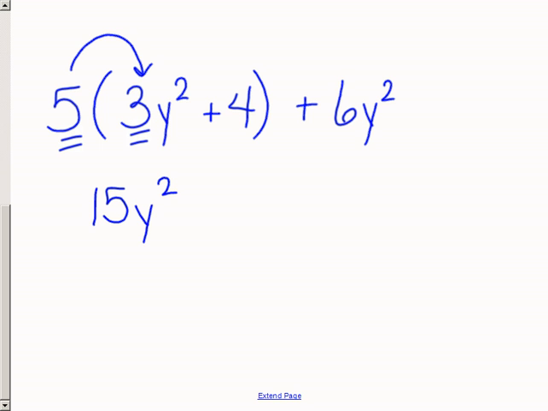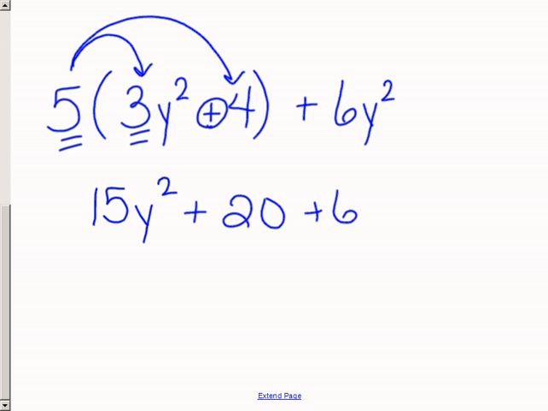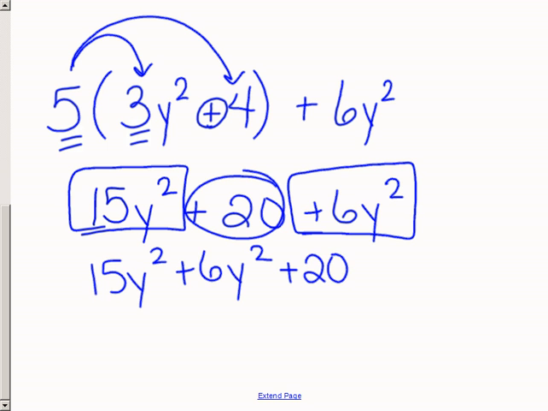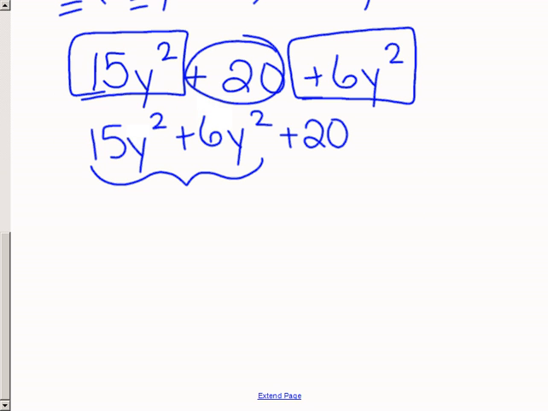We haven't learned yet what to do if what's on the outside is a variable. We're not going to do that, at least not yet. And then I do 5 times 4, which is 20, and it's addition because this is addition. And then I have plus 6y squared. When I combine like terms, I can combine 15y squared with 6y squared. And then the plus 20, that's the only term that's like that, so it's plus 20. So combining 15y squared plus 6y squared is 21y squared plus 20.